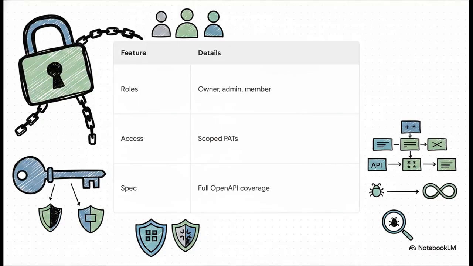Plus, for larger SaaS teams, enterprise workflow structure is just fully baked in. You get secure access control with owner, admin, and member roles, restricted via scoped personal access tokens, which is perfect for CI and your automated scripts. Also, every single endpoint has full open API coverage out of the box, meaning your agents are always going to pick the right tools securely.